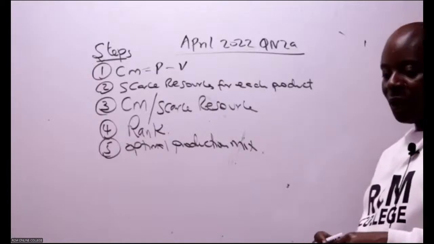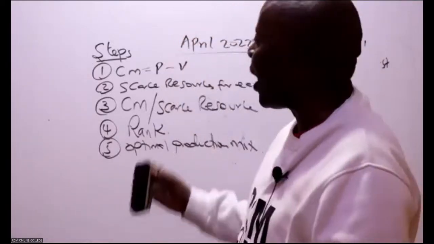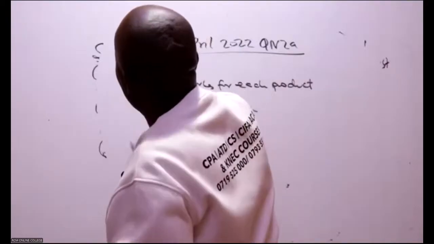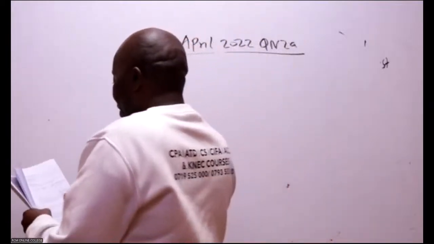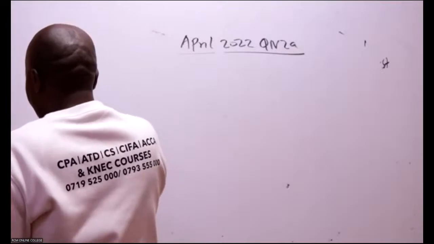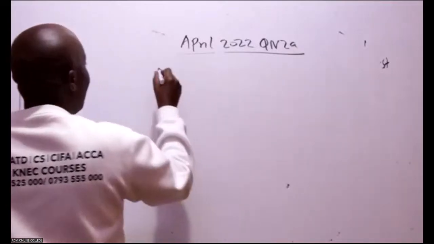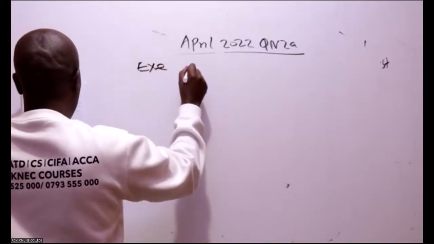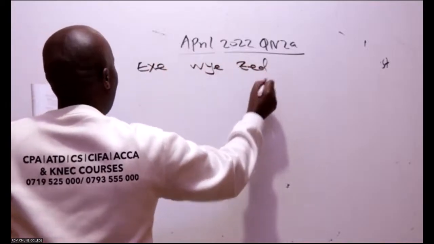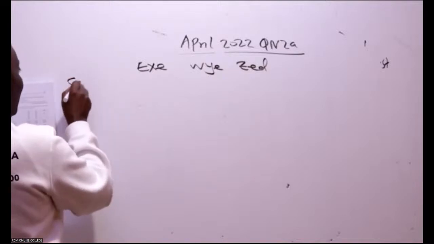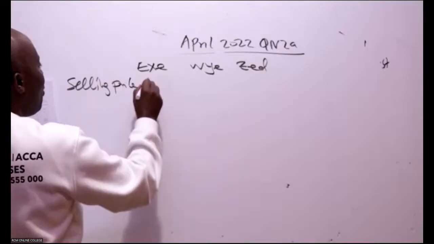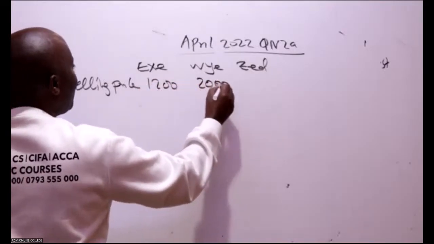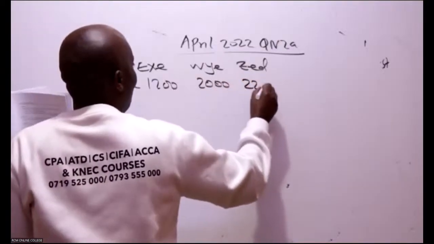Thank you so much. Then let's move slowly and get this low-hanging marks of contribution margin, where we shall write the selling price. So we have our selling prices for the 3 products. Very easy. We have X, Y, and Z. So for X, we have 1,200, 2,000, and then for Z, we have 2,250.